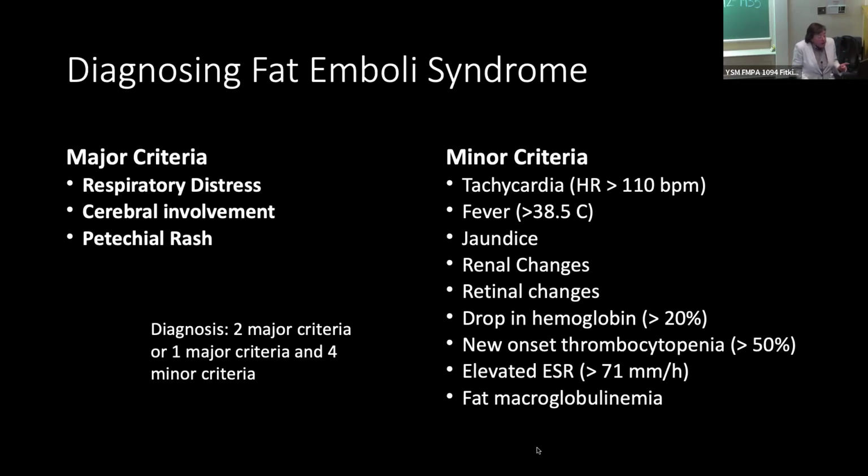Other things to be thinking about are a big drop in hemoglobin by greater than 20%, which is associated with hemolysis and jaundice. Having fat globules on either your BAL or in the blood is really very difficult to see and obtain. And in the people that we've bronched before, we haven't seen it very much.